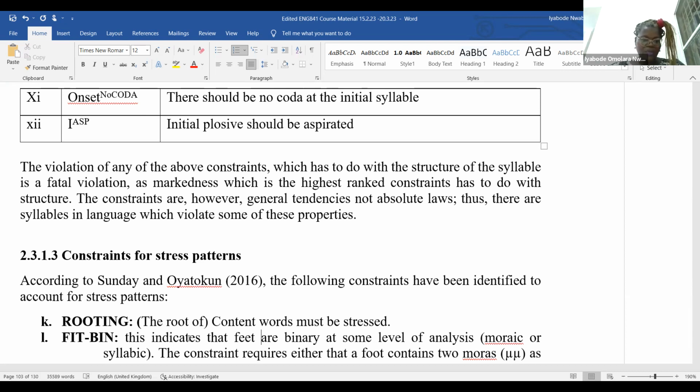Then constraints for stress patterns. Now let's look at the stress pattern. Root: the root of content words must be stressed. That one is, of course, we may have this, but we probably do not know what this is.